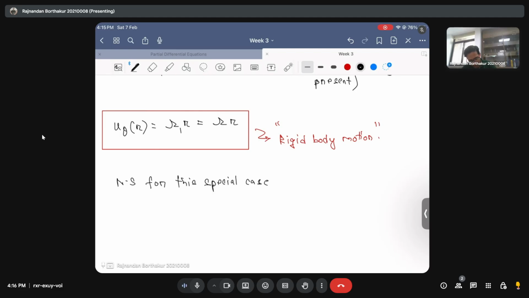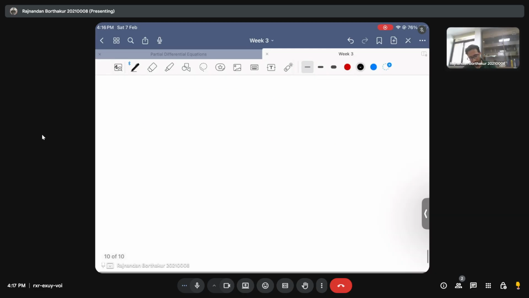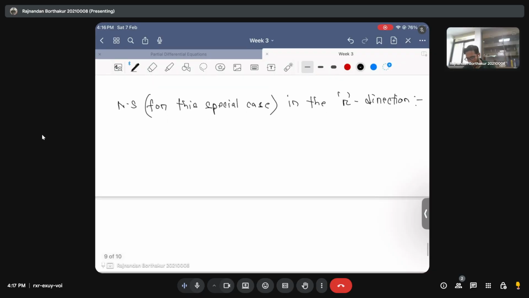Of course, I am writing the Navier-Stokes equation considering this special case where there is only one cylinder that is rotating with omega, and of course there is no pressure gradient, so you don't have the velocity profile in the z direction as well. Then let's write the Navier-Stokes equation in the r direction. And luckily, I have written the full Navier-Stokes equation in the r direction in my notes. So let's write it down.